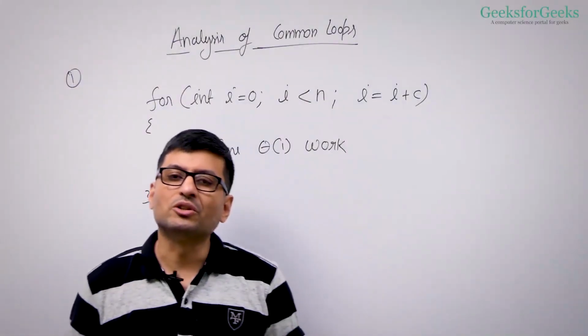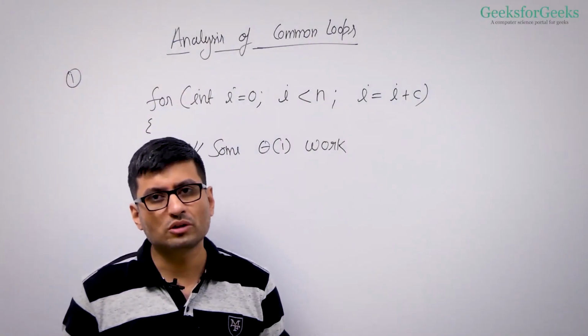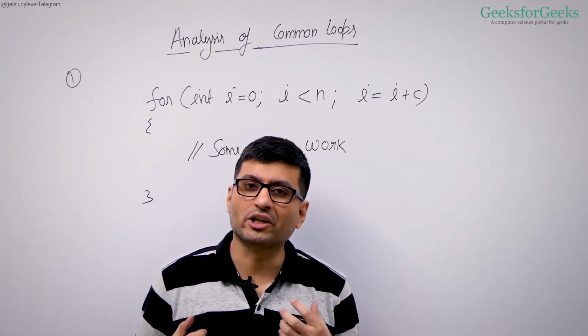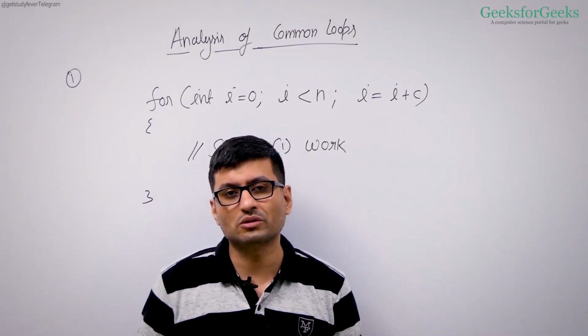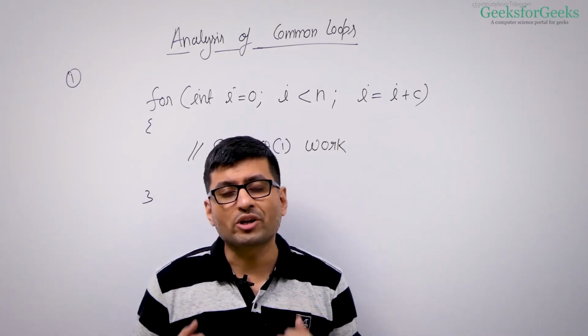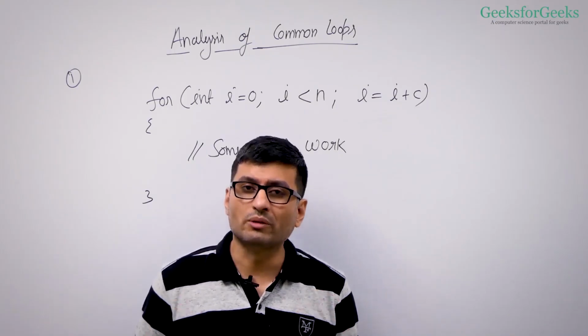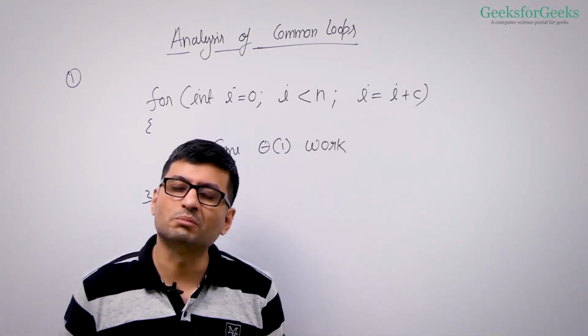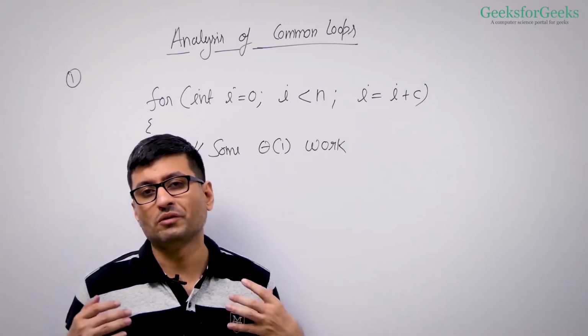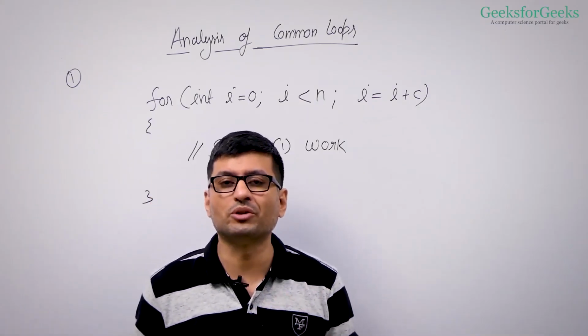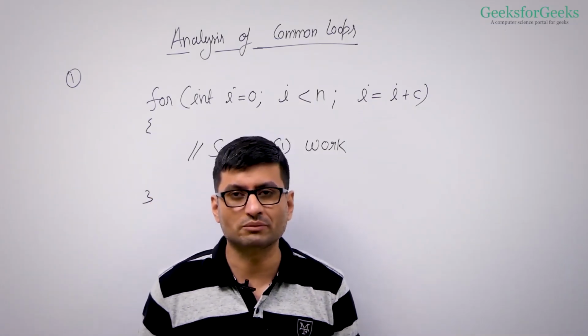In the previous videos, we talked about order of growth. We talked about different mathematical notations to represent order of growth. Let us now take a look at some common loops that we commonly see in programs, and we need to analyze them to compute the overall time complexity of the programs.